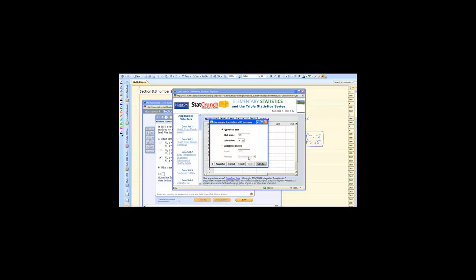We'll hit next and make sure that hypothesis test is selected. We're performing a hypothesis test, and our null hypothesis was that the population proportion is 0.15. In the alternative, we had that the population proportion was greater than 0.15, so we'll select greater than and hit calculate. And now we'll get a z-statistic of 2.03 when we round to 2 decimal places.